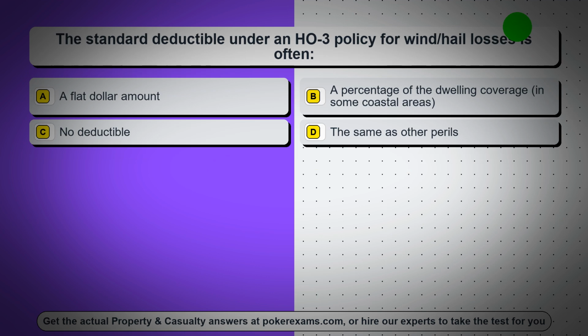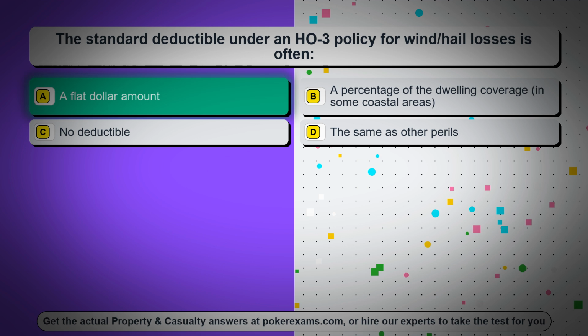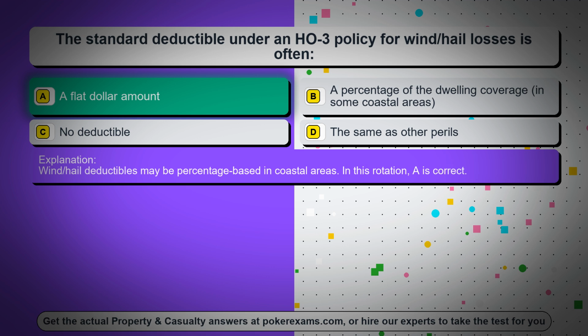Question 56. The standard deductible under an HO3 policy for wind/hail losses is often, option A, a flat dollar amount, option B, a percentage of the dwelling coverage in some coastal areas, option C, no deductible, option D, the same as other perils. The correct answer is option A, a flat dollar amount. Wind/hail deductibles may be percentage-based in coastal areas. In this rotation, A is correct.